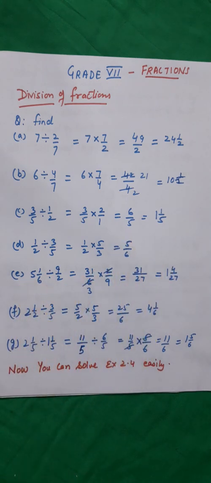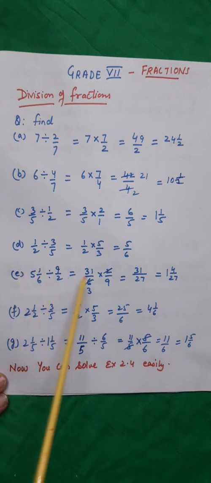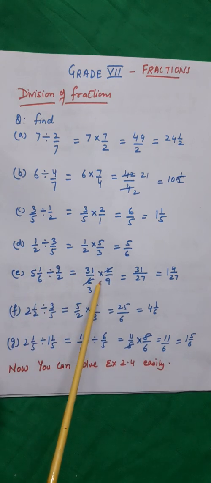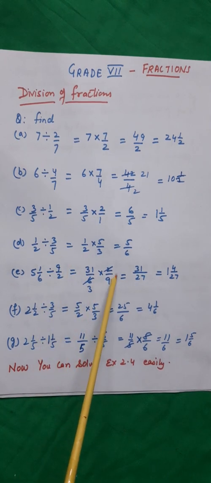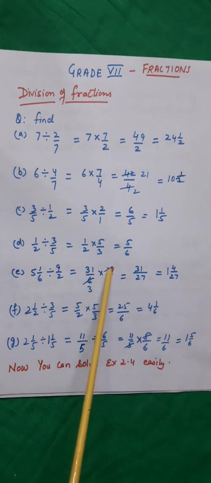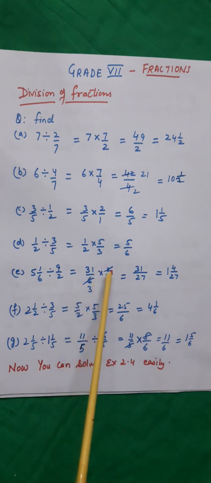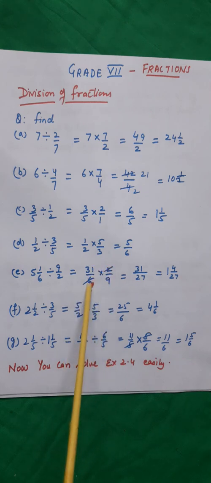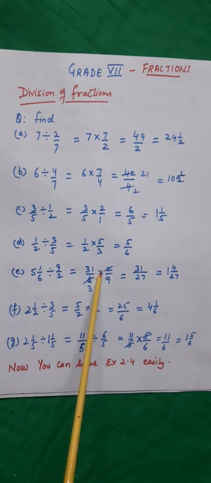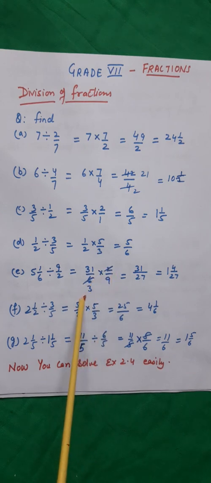Next, we are taking a mixed fraction and dividing it by an improper fraction. Here again, first convert it into an improper fraction. This gives me 31 upon 6 into 2 upon 9. 2 and 6 can be cancelled because they are in the numerator and denominator. Notice that we can do this only when there is a multiplication sign. If there is a plus or minus sign or division, we cannot cancel like this.